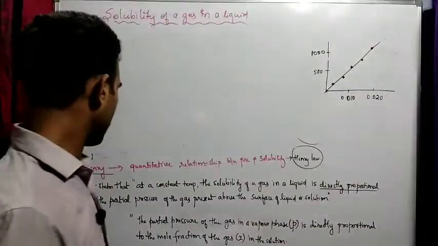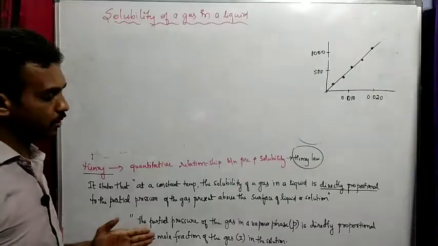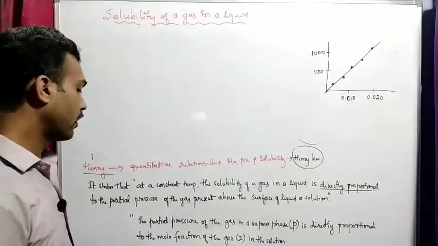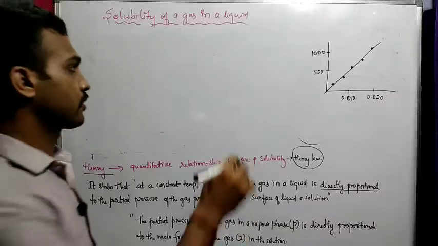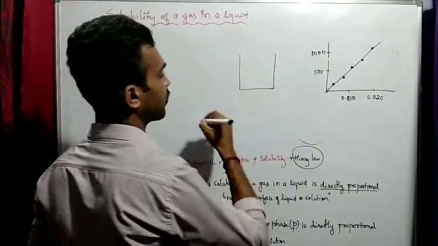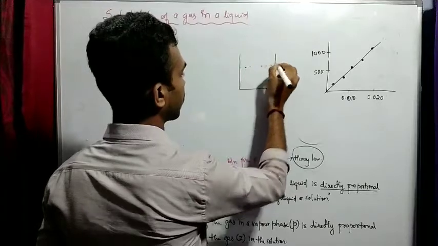Next, moving on, Henry's law. What is Henry's law? Henry's law is nothing but that the partial pressure of the gas in the vapor phase is directly proportional to the mole fraction of the gas in solution, X, right? So hence we can say, just take a beaker, right?